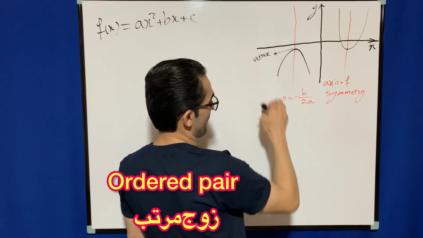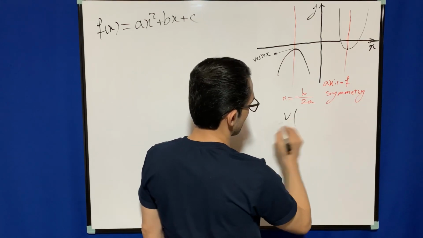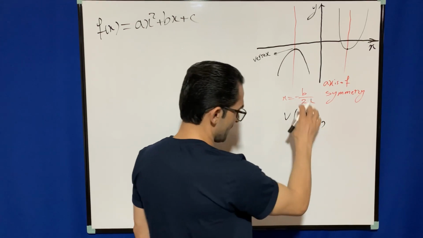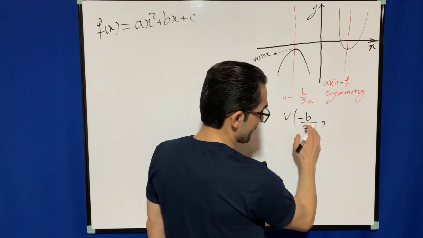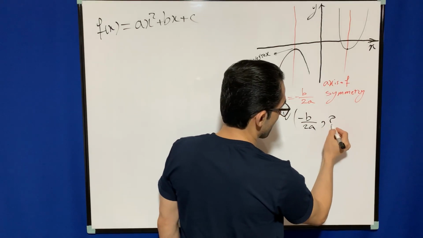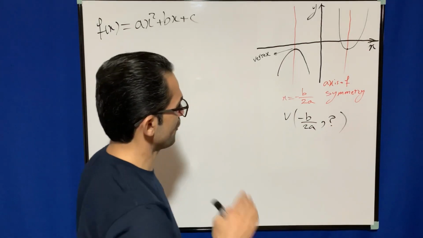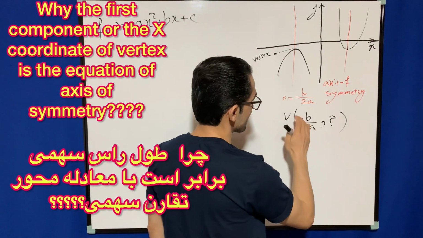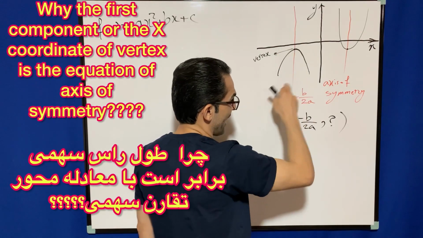It is an ordered pair. I mean, V of negative b over 2a. The first component of the vertex is negative b over 2a, and y coordinate, I'll tell you. You may ask why the first component or x coordinate of vertex is the equation of axis of symmetry.